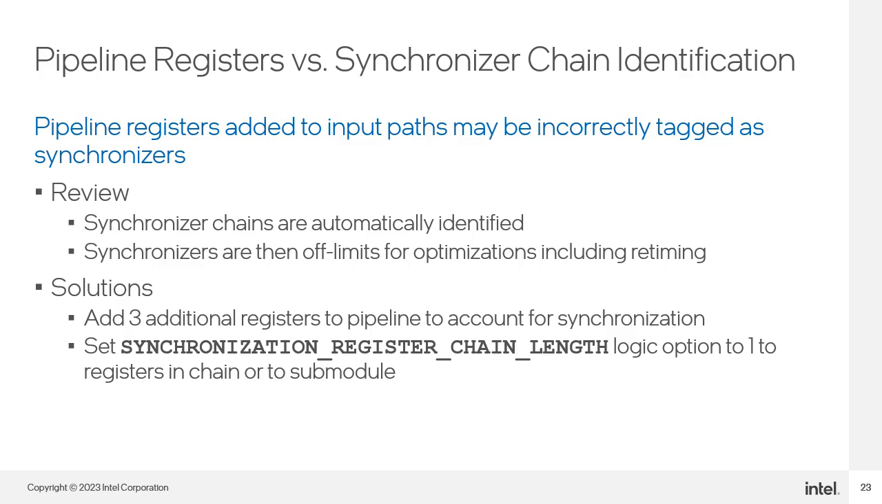1. Add 3 additional pipeline registers to the paths to compensate for the synchronizer chain. Or 2. Apply the synchronizer register chain length constraint to the registers or to the submodule and set it to 1. This restricts only the first register from retiming.